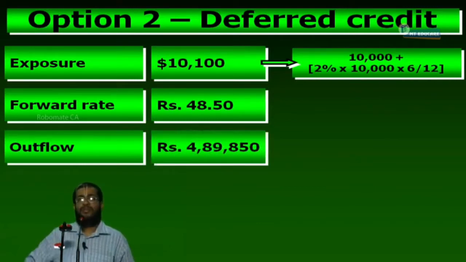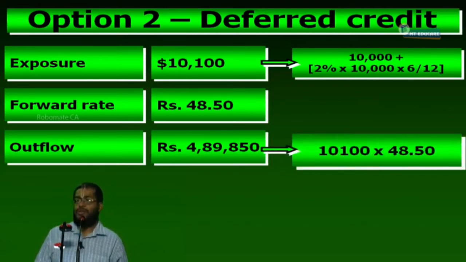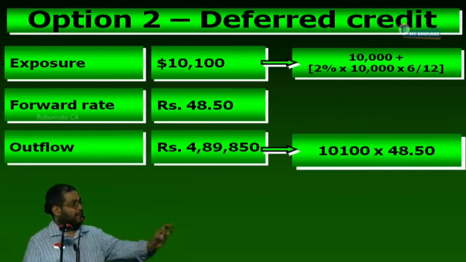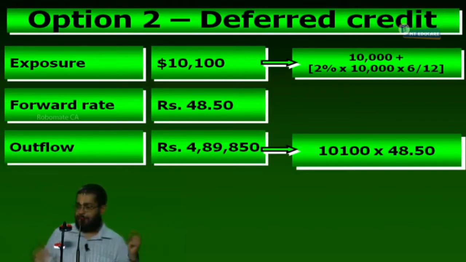4,89,850. So the amount is 4,89,850. It is 10,100 into 48.5. Okay. Now, stop writing and tell me up to this calculation. Are you following up?